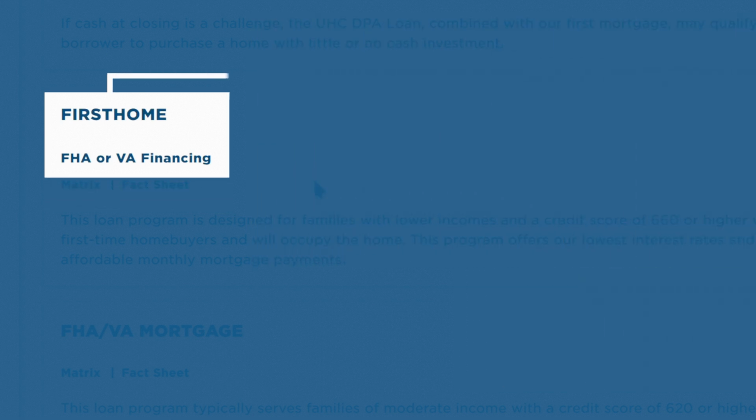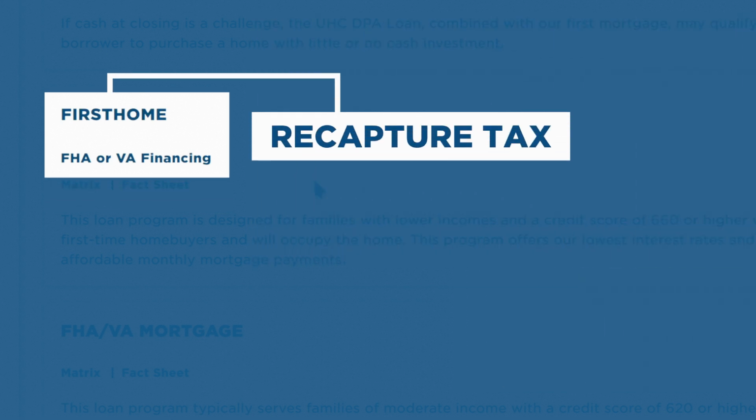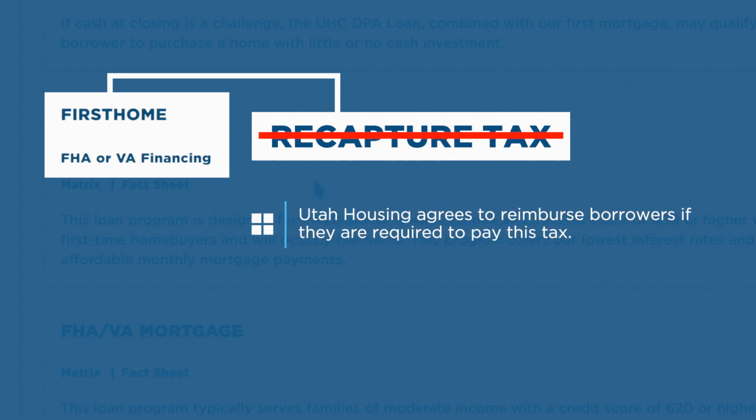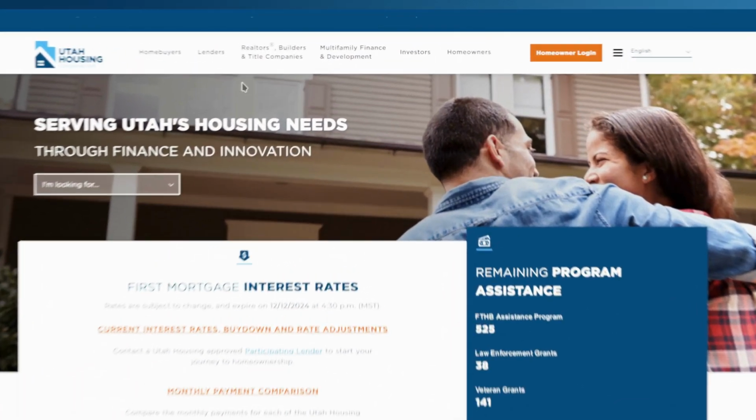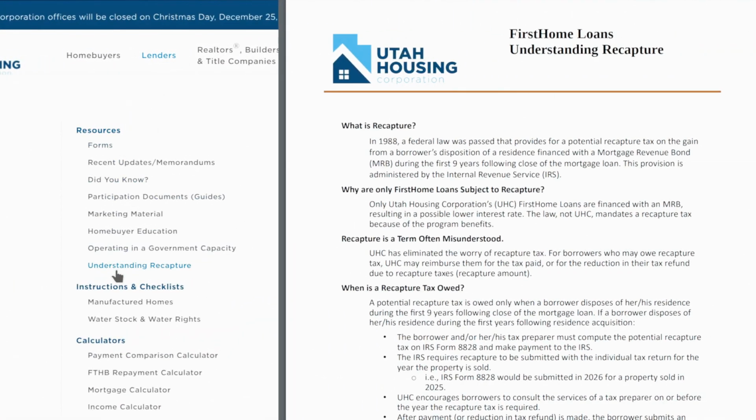In rare cases, borrowers who use the First Home program may be subject to a recapture tax if they sell their home within a certain time frame. However, Utah Housing has eliminated this concern by agreeing to reimburse borrowers if they are required to pay this tax. Detailed information about the recapture tax can be found on Utah Housing's website under Resources.